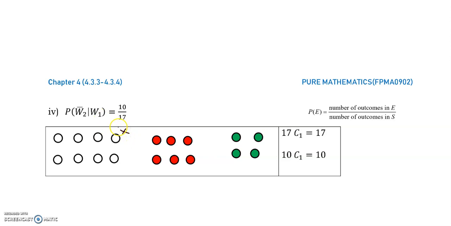One ball is white. We can take it out. We can cancel one ball. So how many balls remain in total? 17. Total balls is 17. So now how to calculate this? You see the probability of W2 bar, that is, the second ball is not white, which means the second ball is any one of this color, either red or green. So from this 10 we are getting one ball, that is W2 bar, second ball drawn is not white.